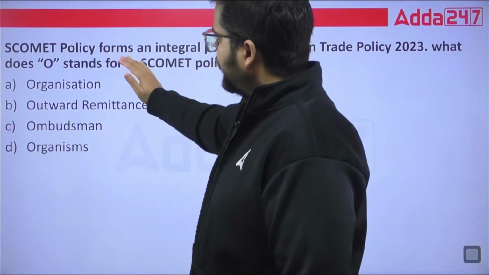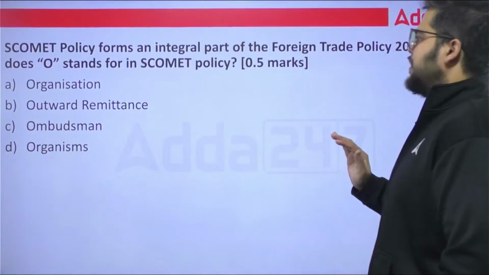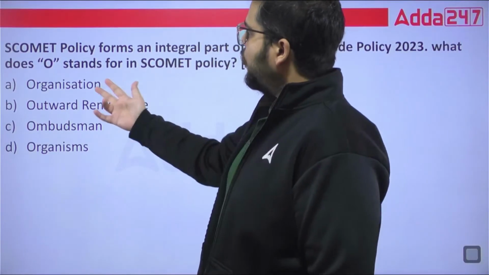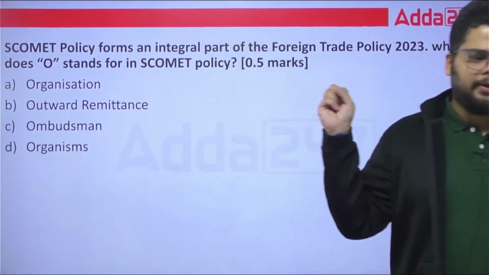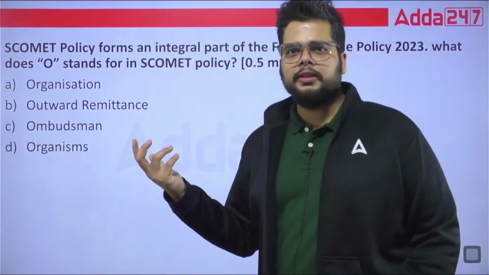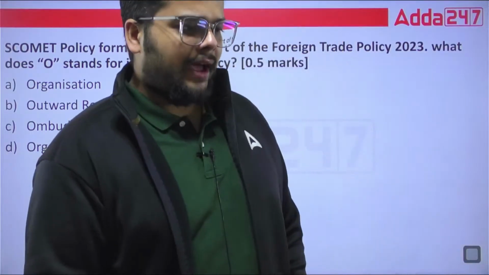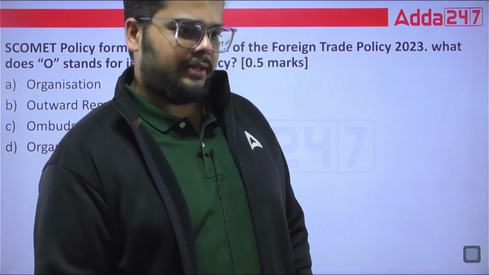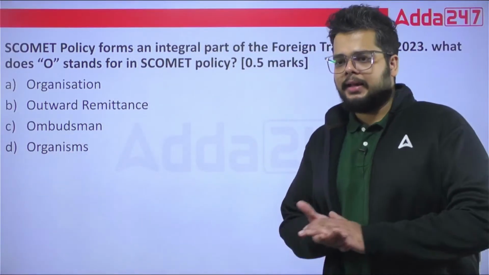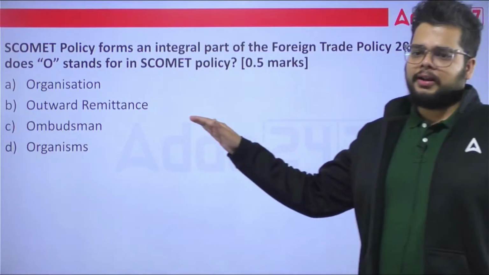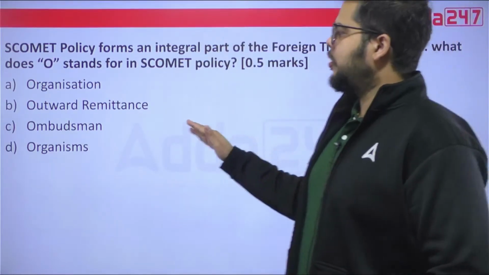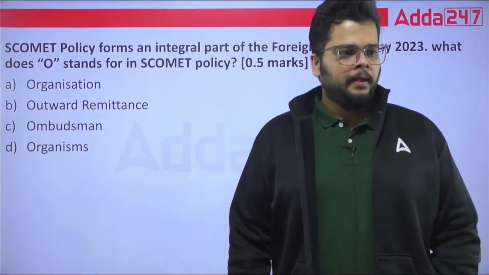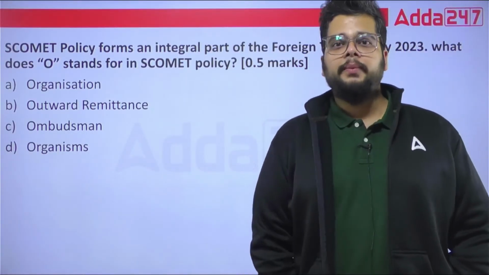Okay, so the first question states: SCOMET policy forms an integral part of the Foreign Trade Policy 2023. What does O stand for in the SCOMET policy? So, a direct question based on abbreviations, and IIBF has this habit of asking abbreviation-based questions. So what will be the right answer here? Quickly tell me whether it is organization, outward remittance, ombudsman, or for that matter organisms. The correct answer for this particular question will be what?